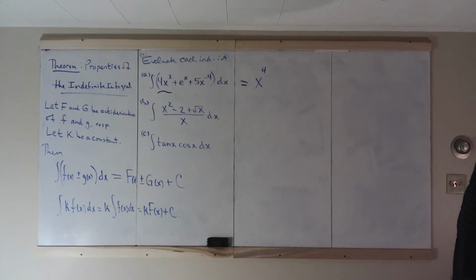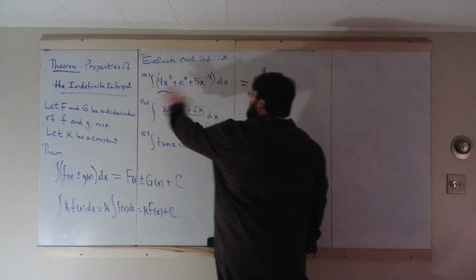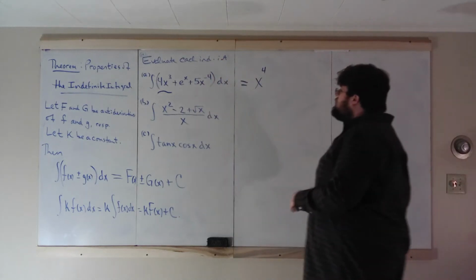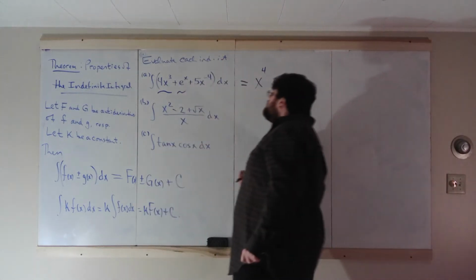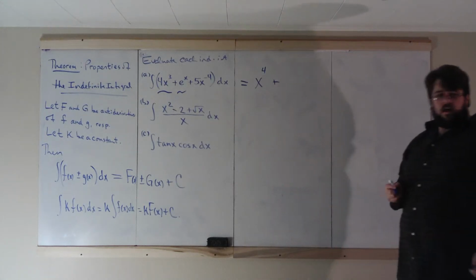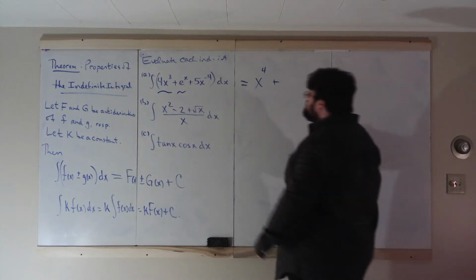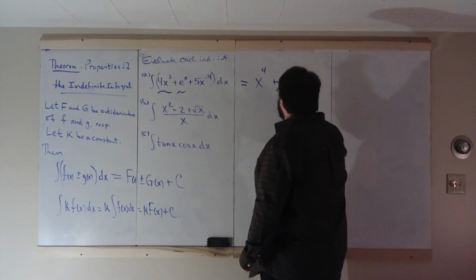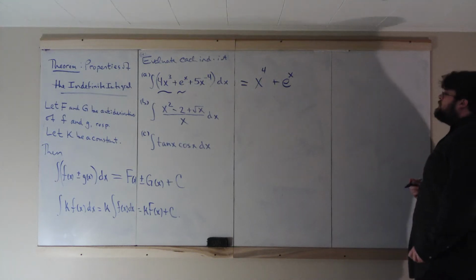Where were we? So we have x to the fourth for that. We did a plus c over here, but with all these, I'm just going to do one constant at the end. Plus, that's a plus sign. e to the x, well, we can do that with rule, I believe it was rule 4. e to the x is the derivative of e to the x. So e to the x is an antiderivative of e to the x.